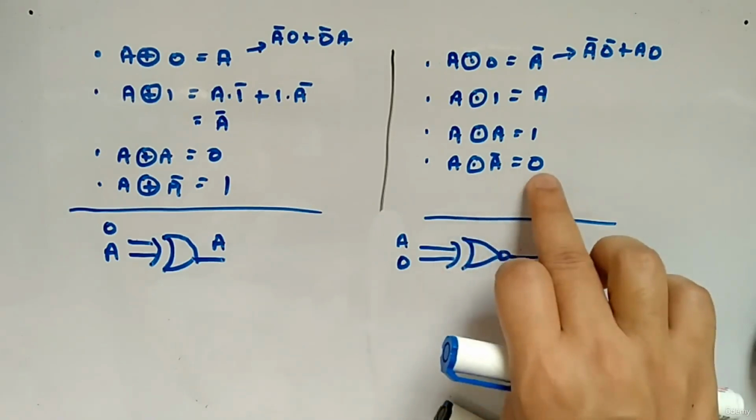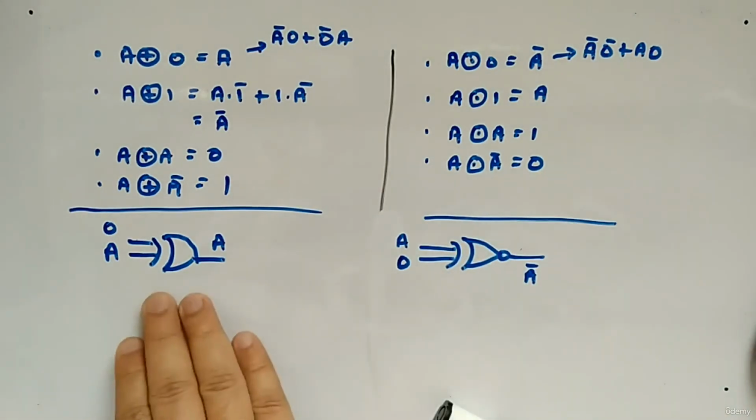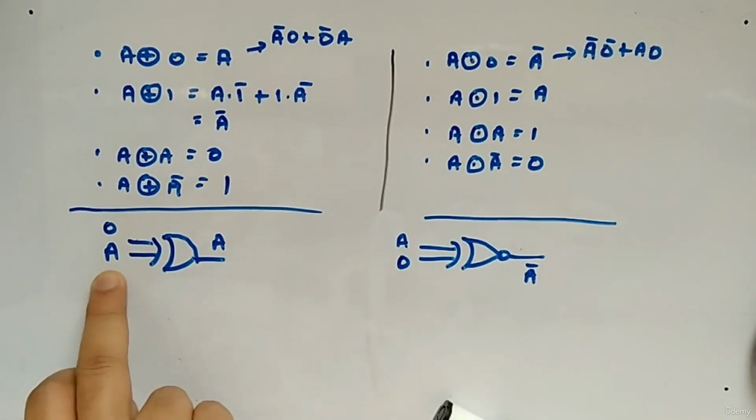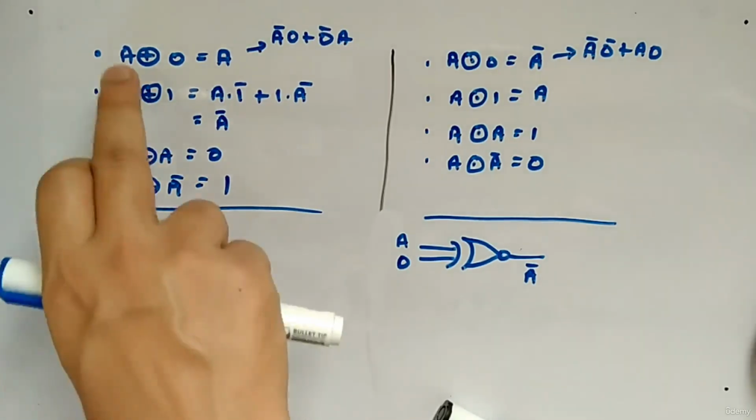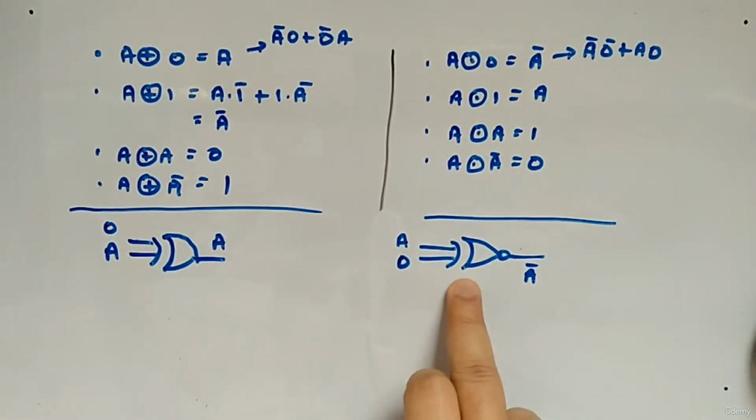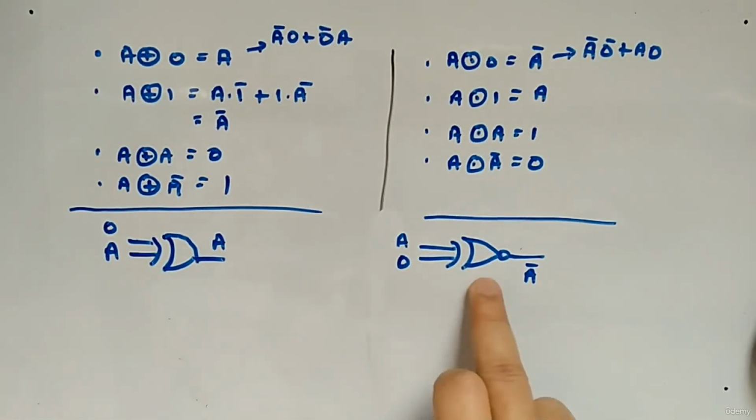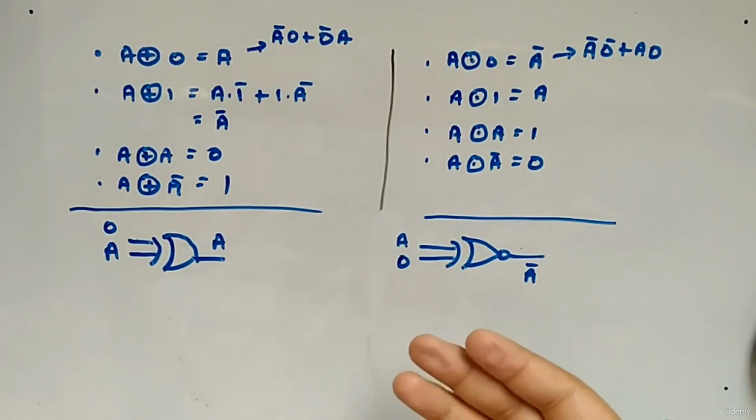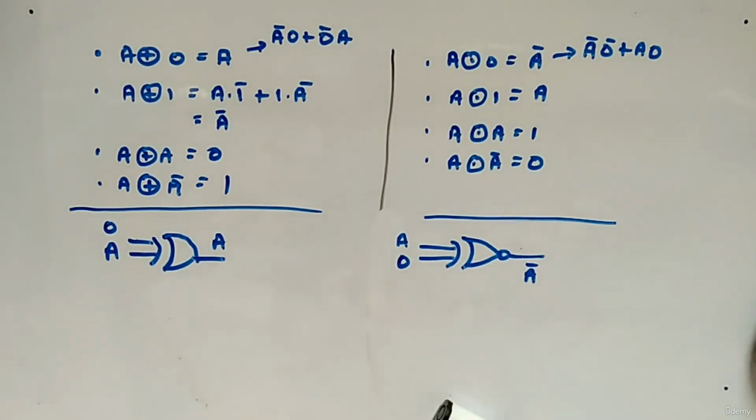A XNOR A bar will give you 0. This is how you can imagine. This is an XOR gate and you are giving one input A and another input 0, if you have to implement this, and that is what you are getting at the output. Similarly here you can imagine in this fashion, A 0 XNOR A bar. These are very small properties, but we will see how they are implemented in future.